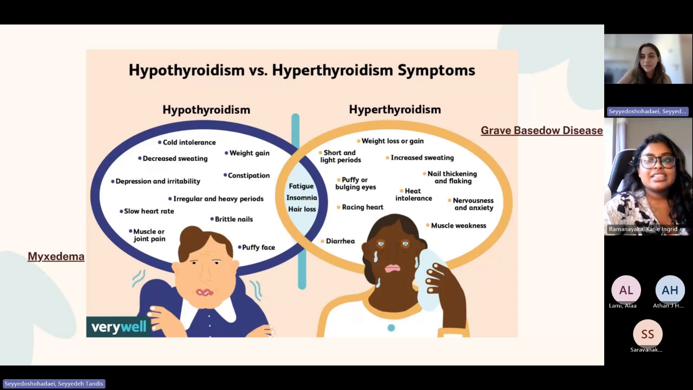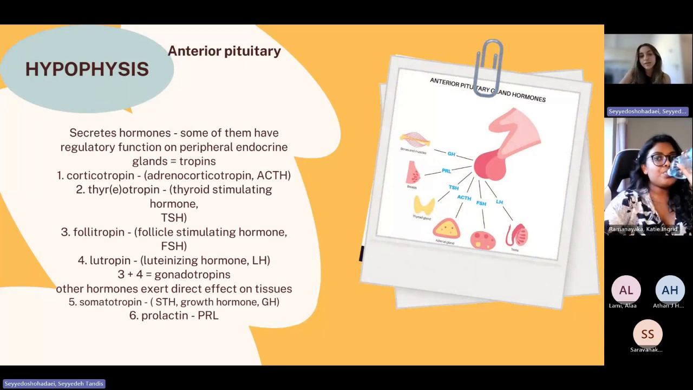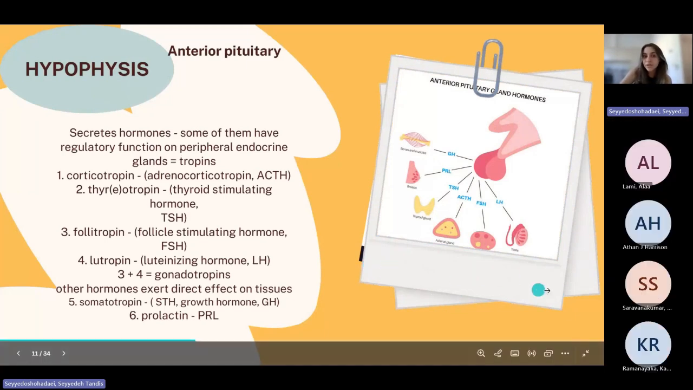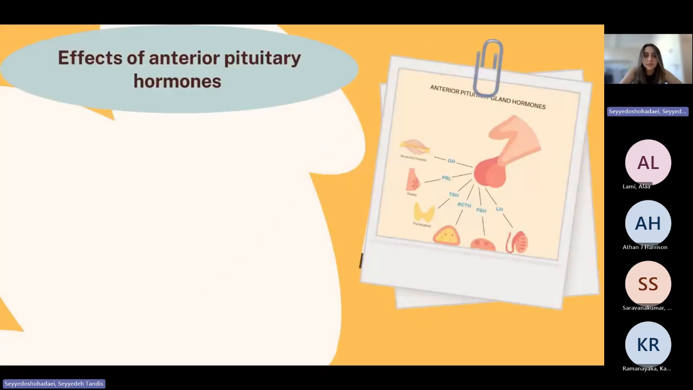Okay, I'm going to explain the hypophysis now. So the hypophysis is an endocrine gland in the brain, which has an anterior part and a posterior part. The anterior part secretes hormones, some of which have regulatory functions on peripheral endocrine glands, and they're known as tropins. There are five tropins that are mentioned here. I'll explain them in the next slide because I wrote the explanations there. But there are two other hormones that have direct effects on some tissues, which are somatotropin, or the growth hormone, and prolactin. I'll explain the effects in the following slides.